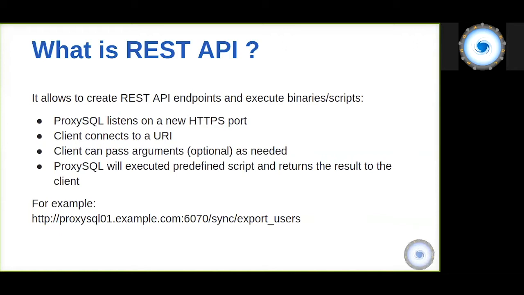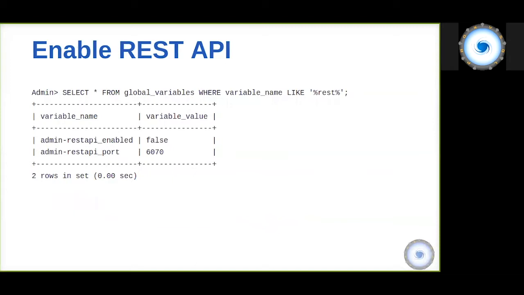Now, how to enable it? Of course, you enable it through global variables. The global variable is called admin-restapi_enabled. By default it is false, so you have to explicitly set it to true. And the default port is port 6070. Of course, this can also be configured.